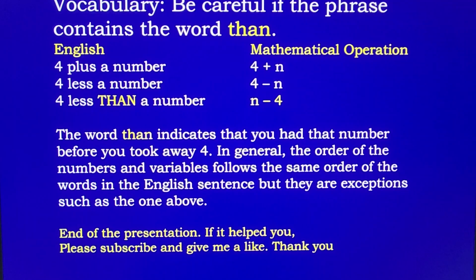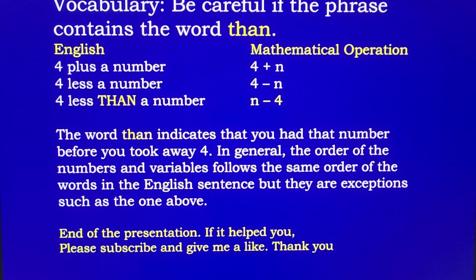The third example is a bit different. It says 4 less than a number. You will notice that in the mathematical operation, the order is changed. n minus 4. The word than indicates that you had that number before you took away 4. In general, the order of the numbers and variables follows the same order of the words in the English sentence, but there are exceptions, such as the one above. And the reason is, when you see the word than, it means that you already knew about that particular number.